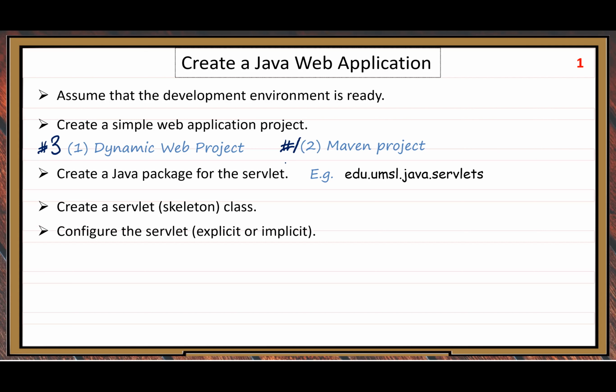All right. Next step, configure the servlet. There are 2 ways. The first way, explicit. Second way, implicit. Implicit is the hidden way. You cannot see it, but it's there. Explicit, there you can see the configuration block, a block of code. You need to do the configuration. Next slide, I will talk about explicit configuration.